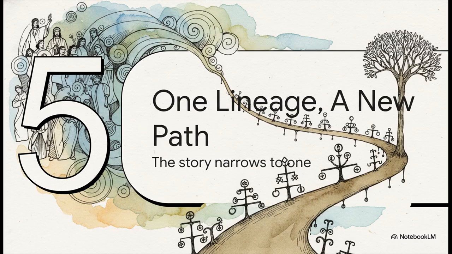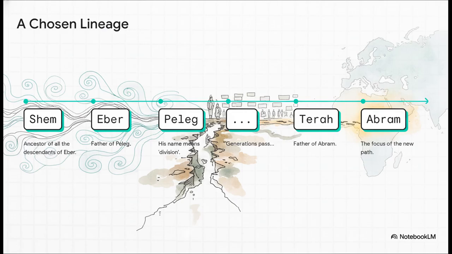So, after giving us this huge, wide-angle story about how all the nations of the world came to be, the narrative suddenly does a zoom. It pulls the focus in tight, leaving behind the story of the scattered masses to follow the journey of just one specific family line. The spotlight is now completely on the descendants of Shem, and the story traces that line for us, generation by generation, going right through Peleg, the guy whose name meant division, all the way down 10 generations to a really important figure named Abram.